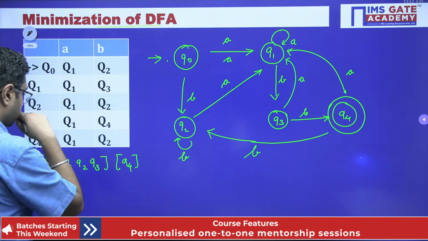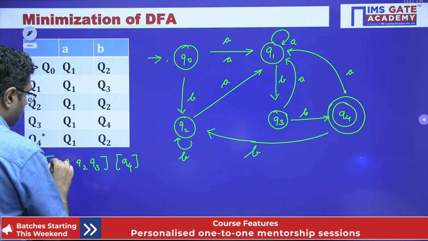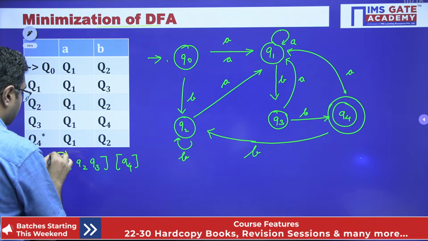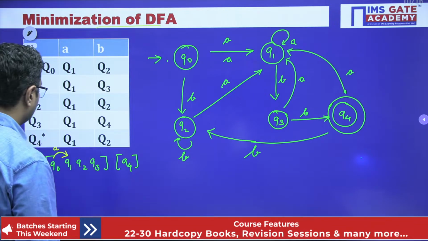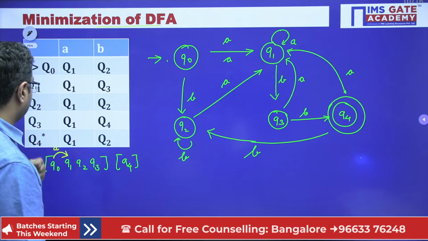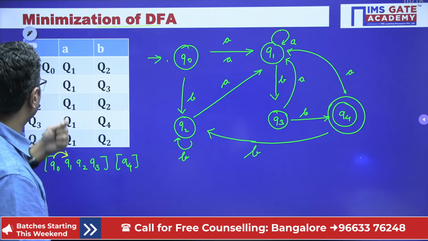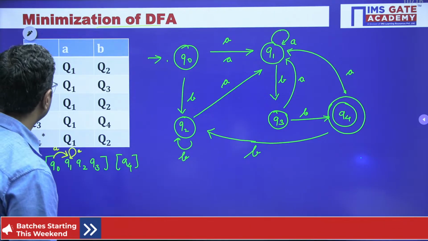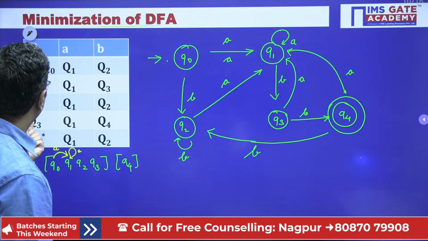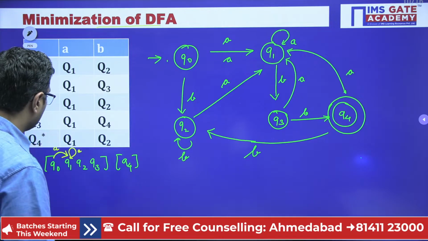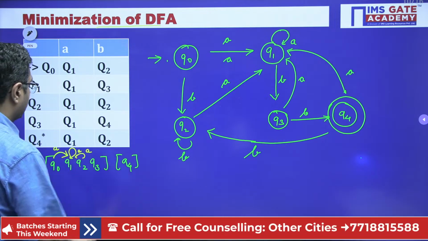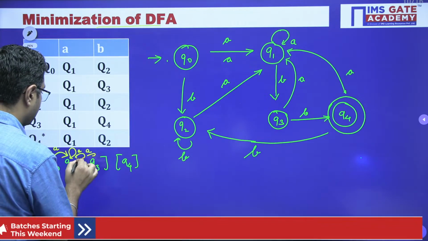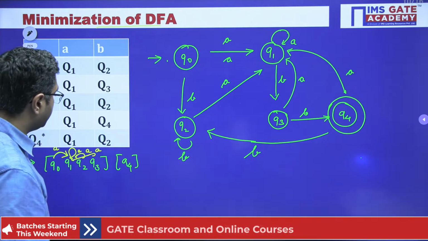What we need to worry about is what happens with Q0 on A. Q0 on A goes to Q1. Q1 on A goes to Q1 itself. So they have the same set behavior, on A at least. Now Q2 on A goes to Q1, again the same set behavior. Q3 on A goes to Q1, again the same set behavior. All of them have the same set behavior on A. Let's see what they have on B.